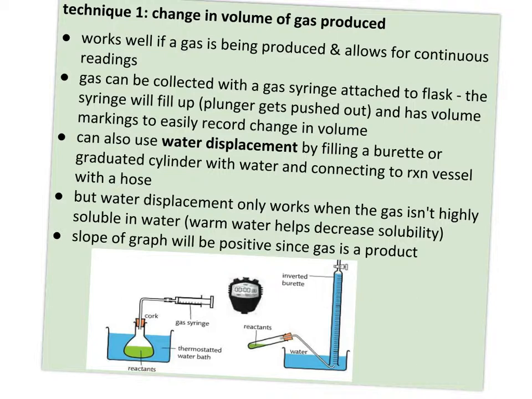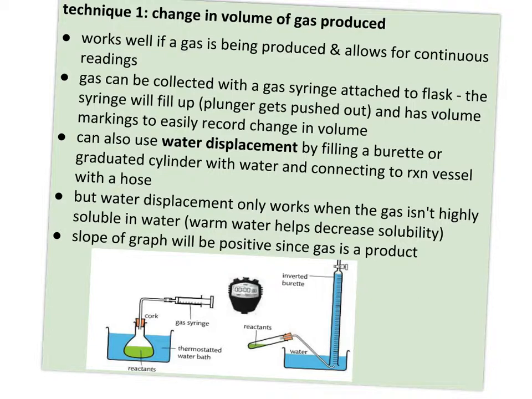So let's look at technique 1, change in volume of gas produced. This works really well if a gas is being produced because it allows for what we call continuous readings. That means over the entire time span of the reaction rate, you can be taking readings. You can take them every single second if you want, or if you have some kind of probeware, the probeware can continuously monitor and record what's happening, and you get really good graphs from this.